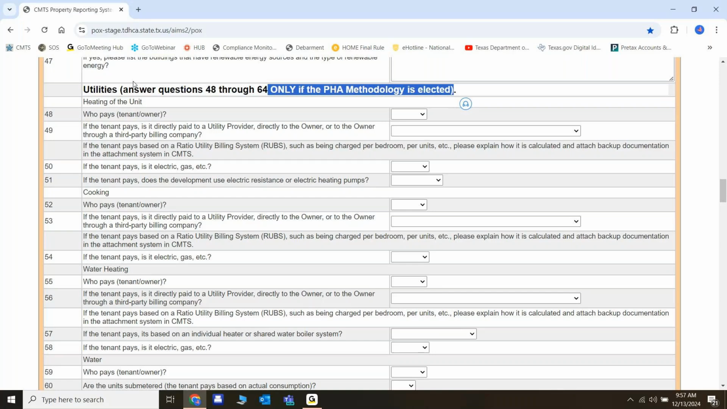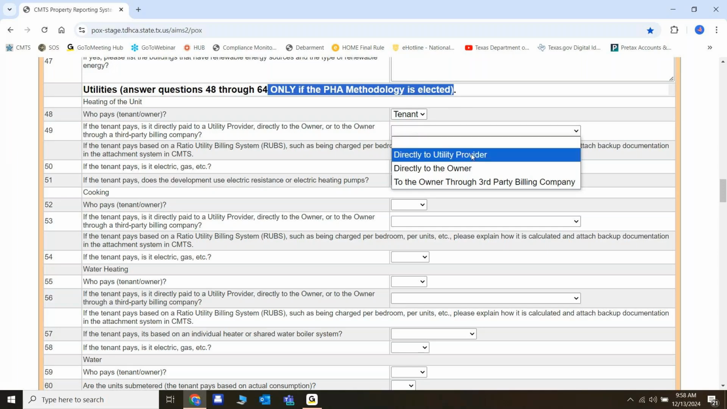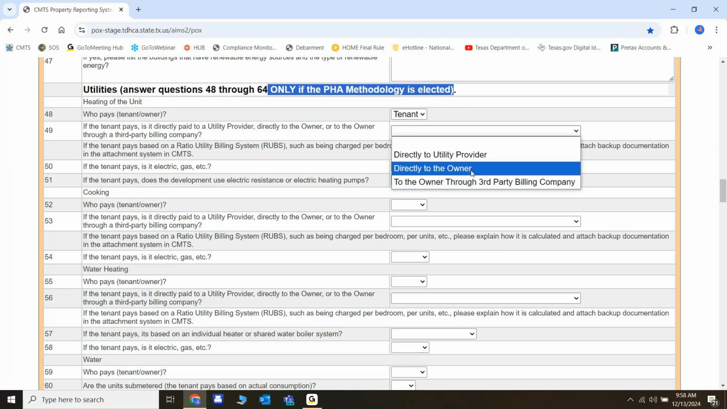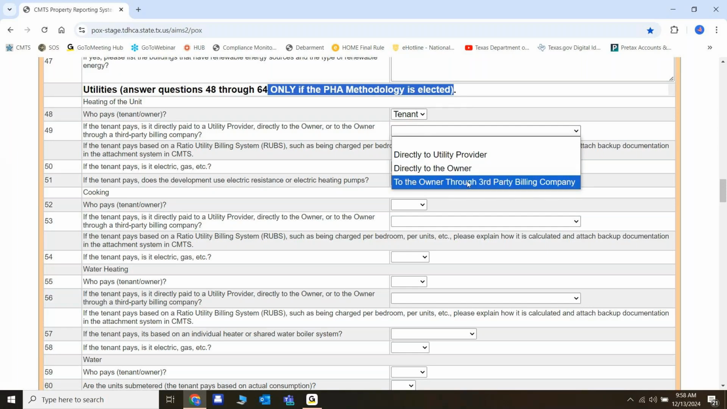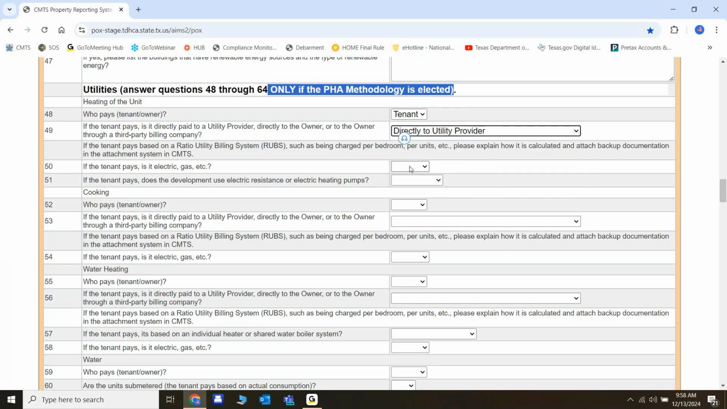We need to know who pays for the heat of the unit. The tenant does. Is it gas or electric? Or wait, is it directly to the utility provider, directly to the owner, or through a third party? Directly to the utility provider. Is it gas or electric? It's electric. Is it heat pump or resistance? Resistance. Okay, cooking, who pays?